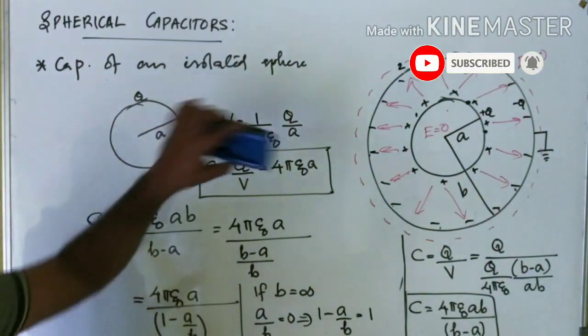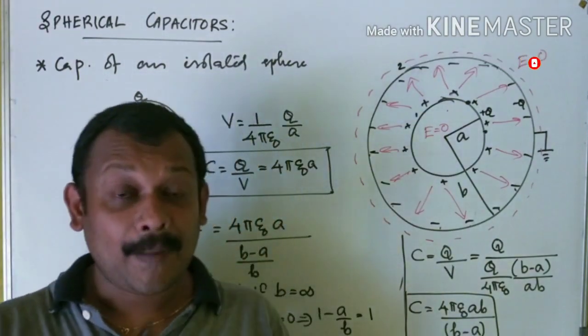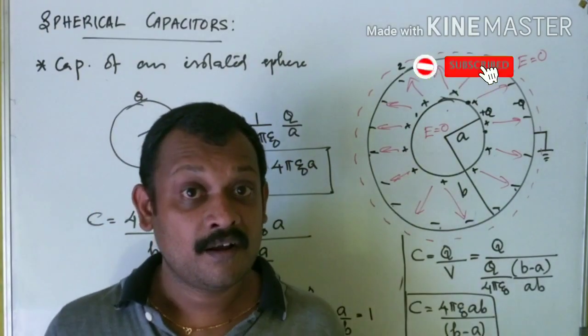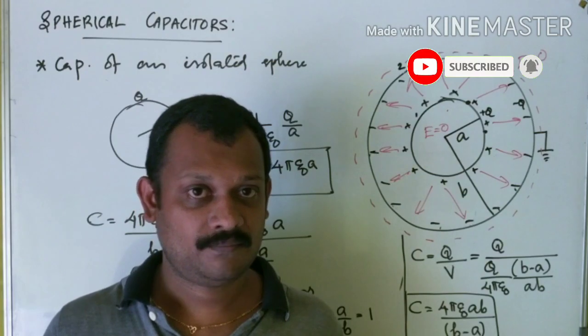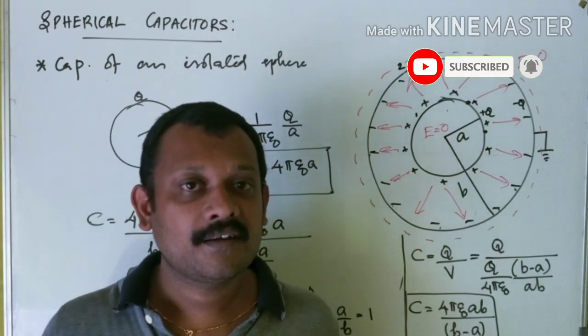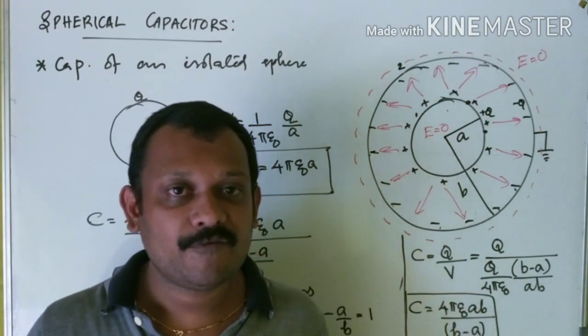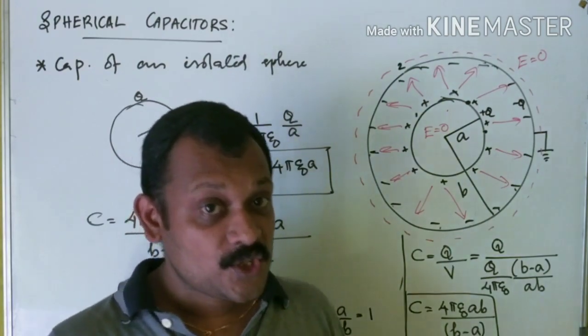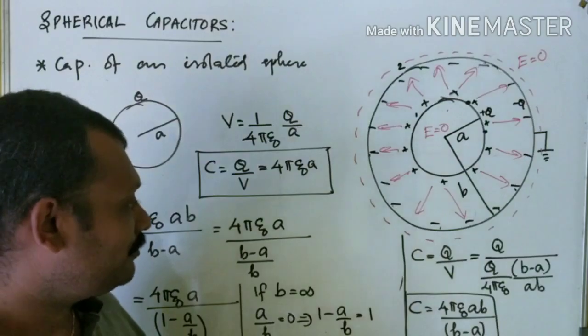Why did I say this? Because there was a question asked earlier: the capacitance of an isolated sphere can be obtained by a second sphere of what radius? The answer is infinity. Take the radius of the second sphere to be infinity. This is how we can obtain the capacitance of an isolated sphere. So I hope this is clear to you. Thank you.